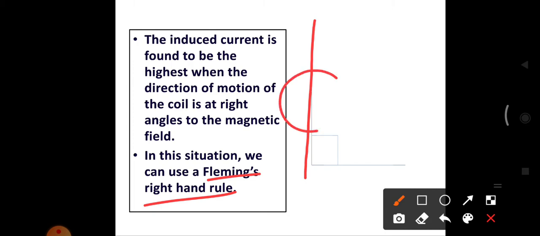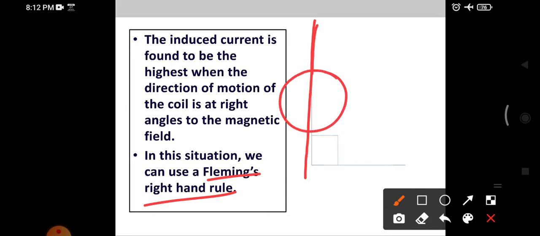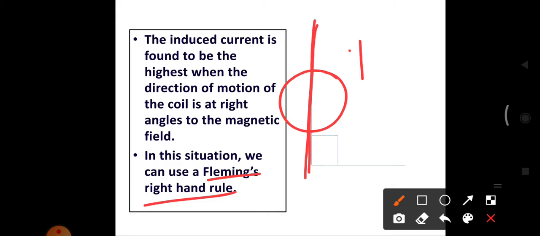How to find the magnetic field direction around a straight conductor? We can use the right hand thumb rule. The thumb represents the current direction, and the curled fingers represent the magnetic field direction.